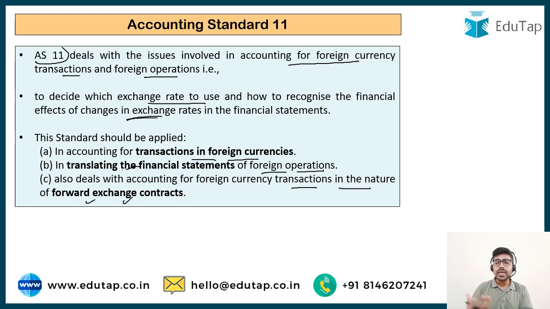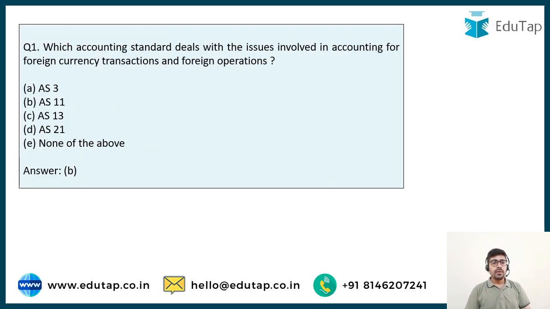It also deals with accounting for foreign currency transactions in the nature of forward exchange contracts. So sometimes you enter into forward contracts relating to foreign exchange, and this accounting standard also applies to this particular case. So primarily it deals with A and B, these two cases, and this is going to be our key area of discussion in the next questions. So now we can easily answer that AS11 is going to be the right answer.